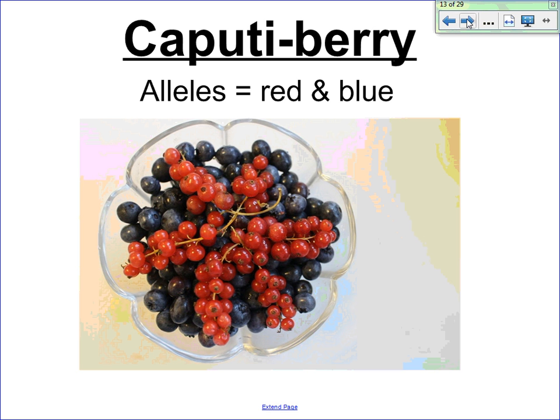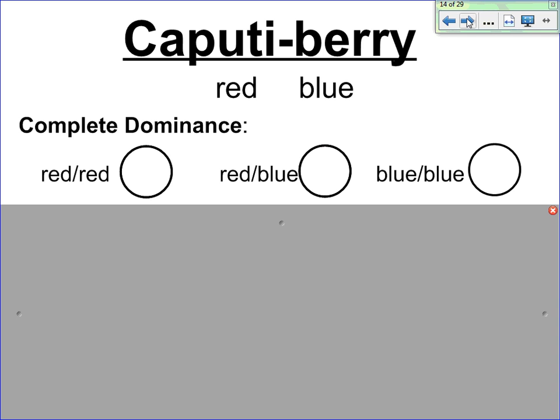The example we're going to look at is a totally fictional fruit called the Caputi berry. All right, now in Caputi berries, there are two different alleles. There are red alleles and there are blue alleles. So as we look at the Caputi berry example, we're actually going to start with complete dominance, because that's the one we're most familiar with. Again, we've been dealing with complete dominance this entire time so far. So this is brown eyes versus blue eyes.